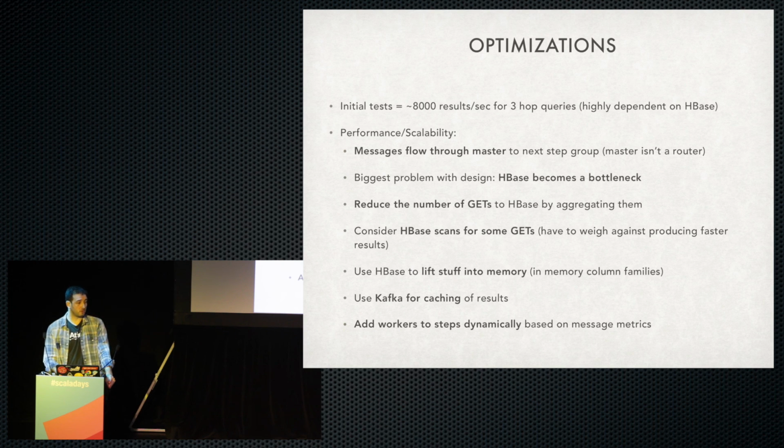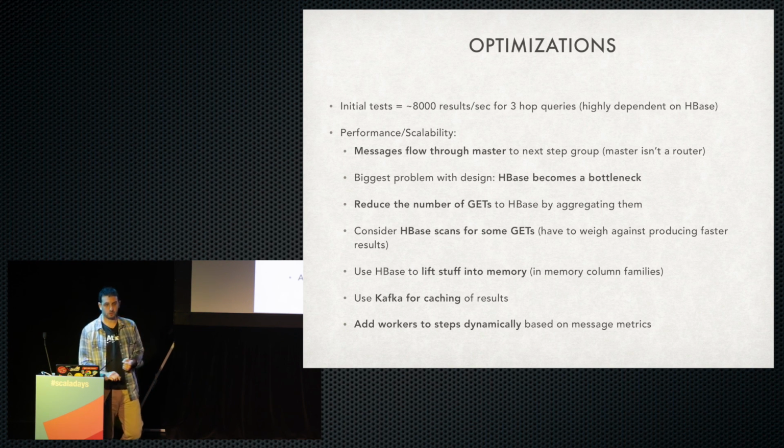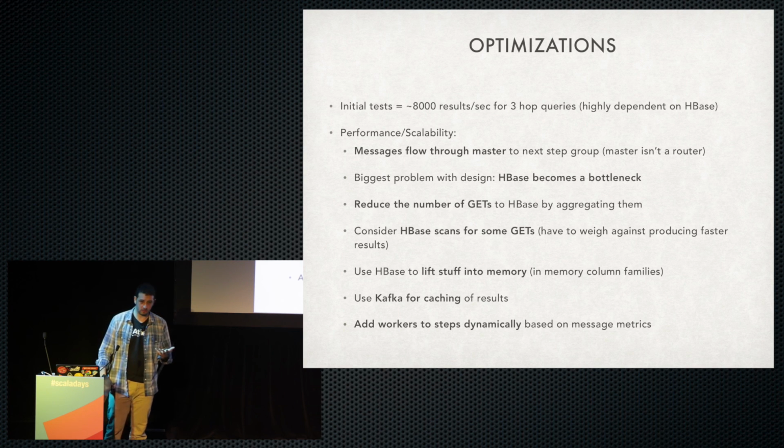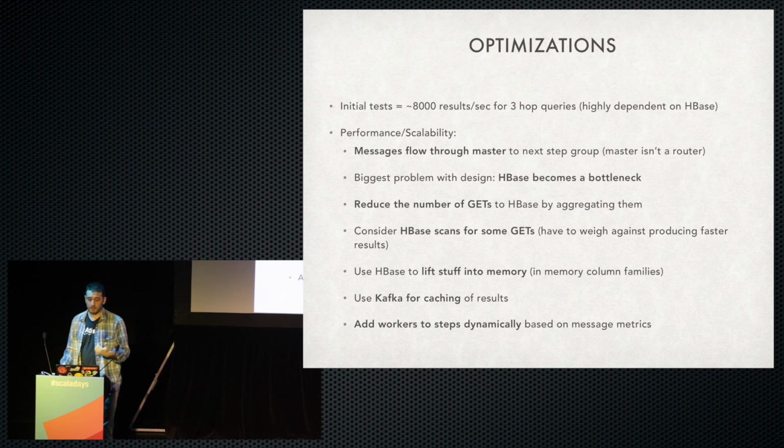So some of the benefits of using Hbase is that it's HDFS under the hood, meaning that we already have a resilient distributed store of data. Hbase is also distributed. It can optimize itself to load things into memory as needed. But the problem with this is that Hbase becomes a bottleneck. Because of the design where for every node that we visit, we need to go and get some information from Hbase, this is going to be a bottleneck for us.